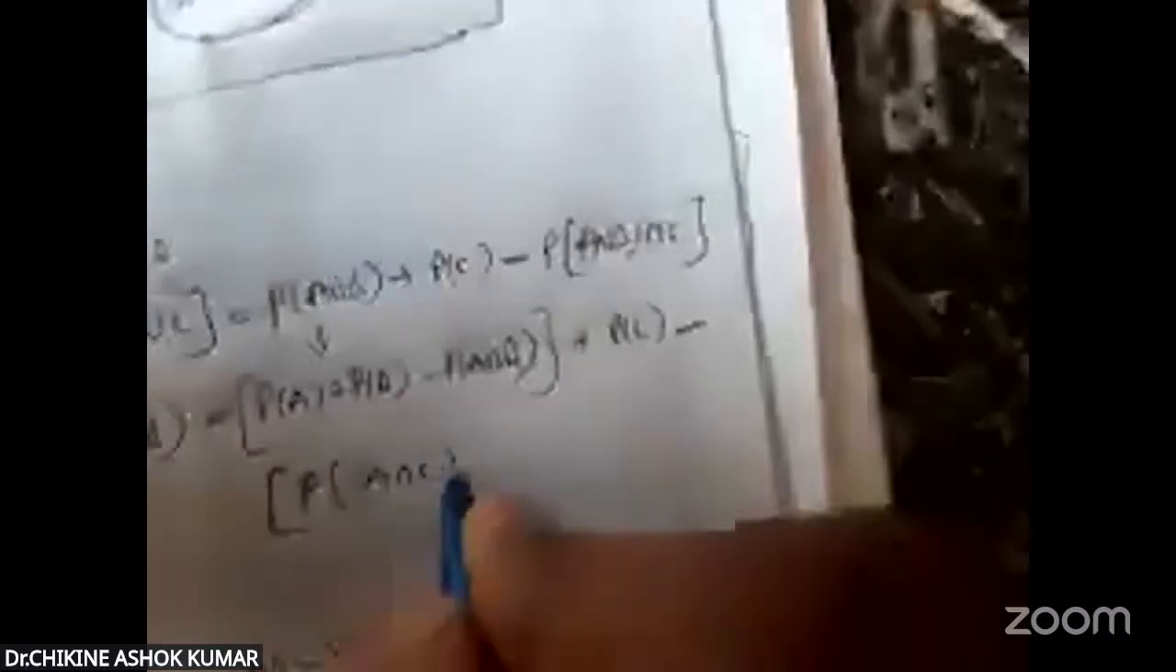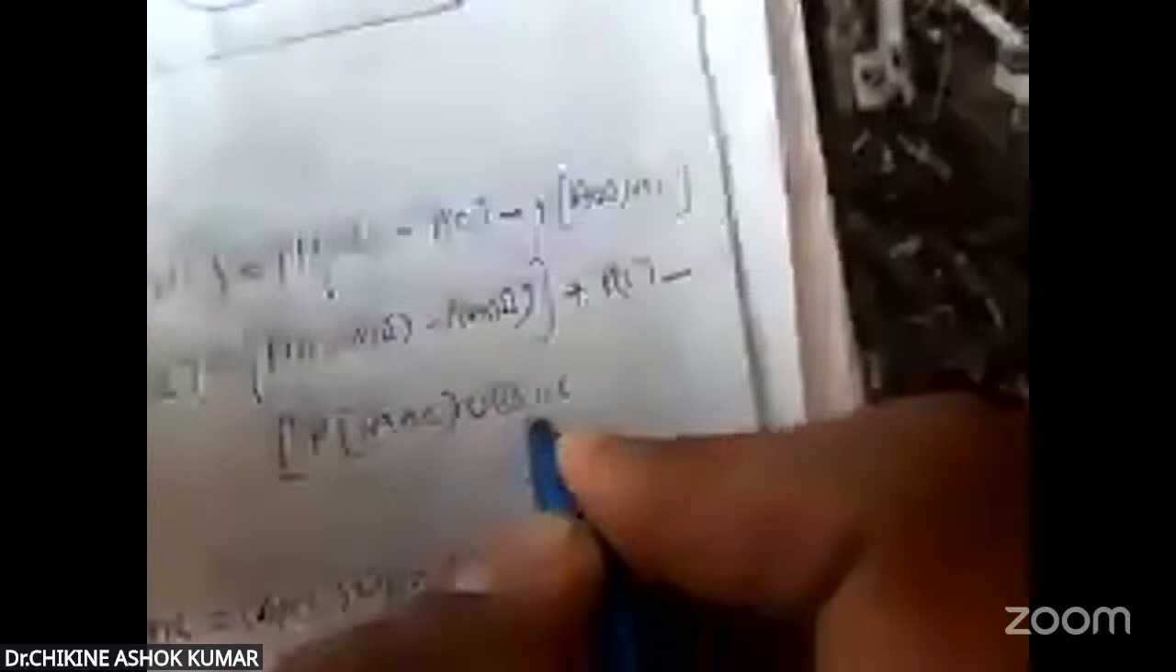So this is the right distributive law: A union B intersection C equals A intersection C union B intersection C. So expand this, minus the probability of A intersection C union B intersection C. Okay, this is with minus. With the help of this formula, I have written this. Okay, next.